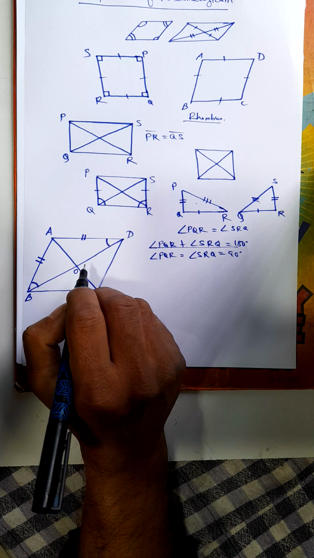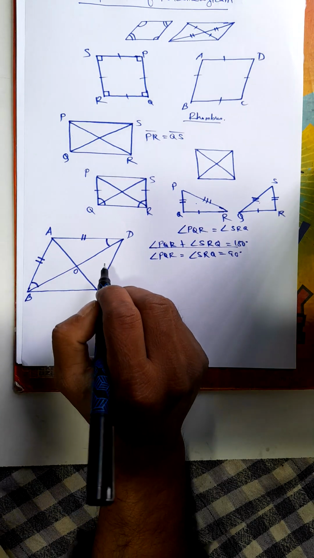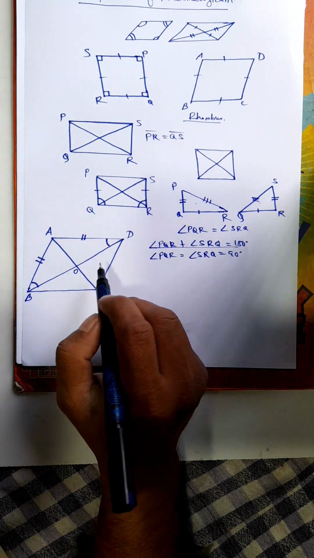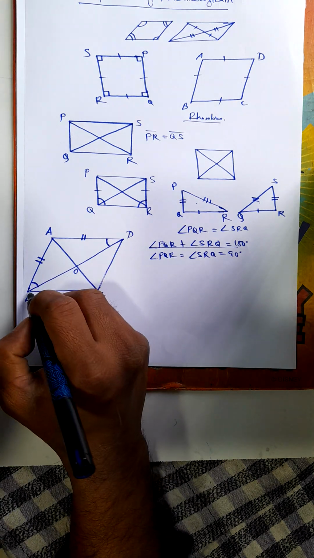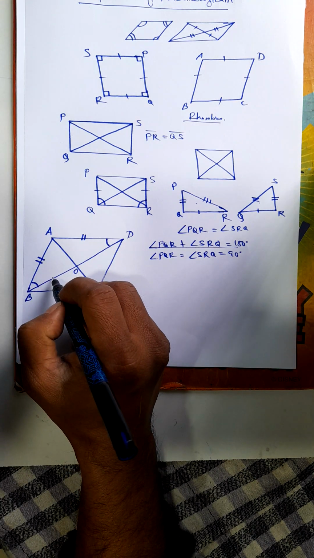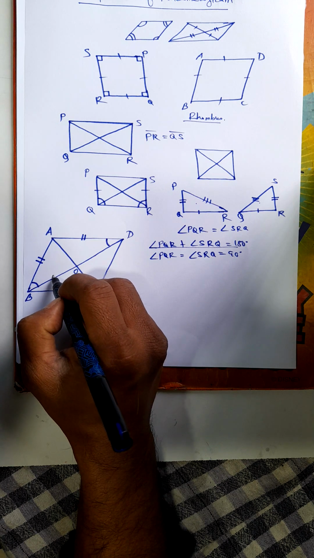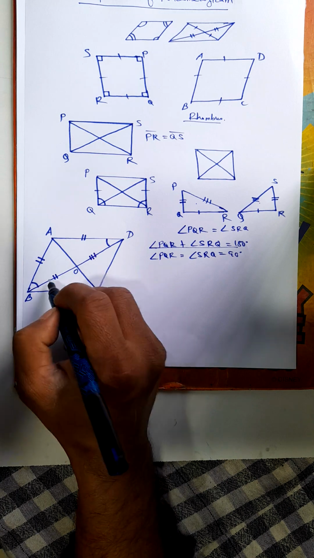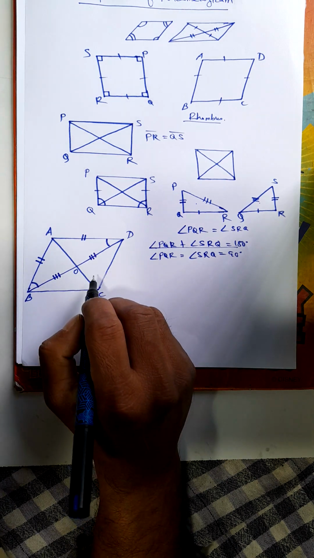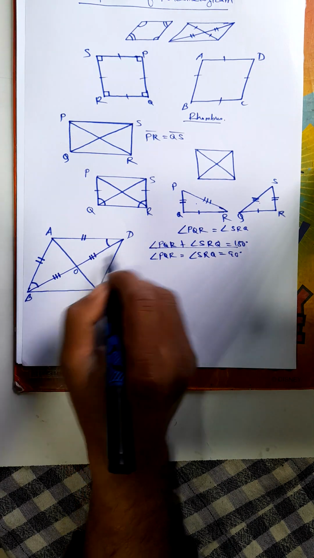ABD is an isosceles triangle. In an isosceles triangle, angles opposite to equal sides are equal, so these two angles are equal. Then again you find BO equal to OD, right? In a parallelogram, diagonals bisect each other, so BO equal to OD.